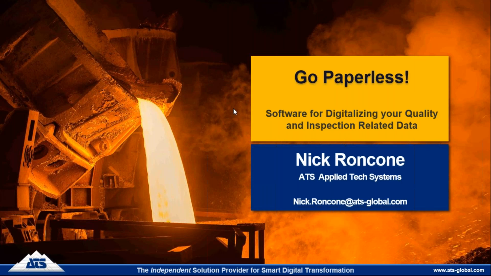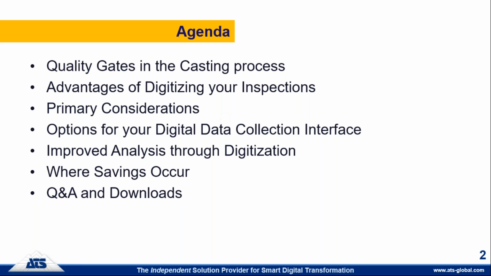So today we'll be spending about 30 minutes together. And in that time, we'll go through several different topics. The theme, of course, is paper killing your inspection process? So with that in mind, we'll go through the various quality gates you typically find in a foundry or a casting process. We'll look at the general advantages that going to software versus using paper and pencil would offer you as an organization. If you are going to consider software for collecting and analyzing your data, there are certain primary considerations. We'll run through those.